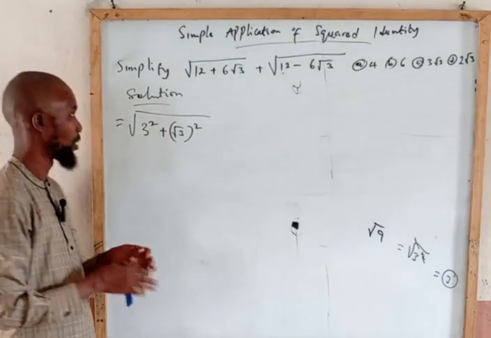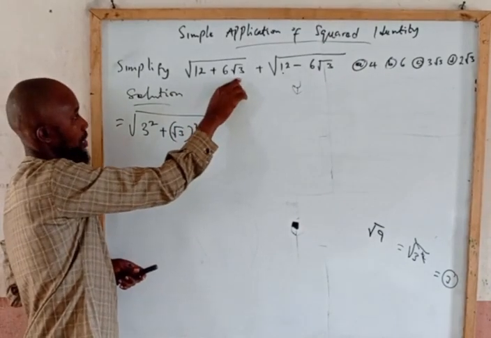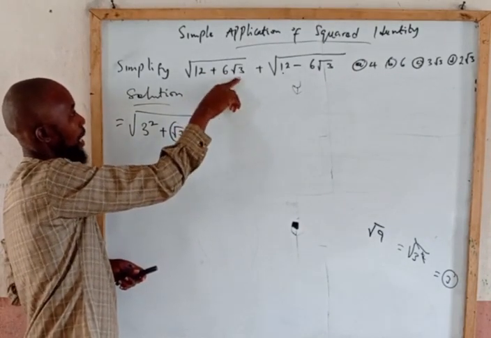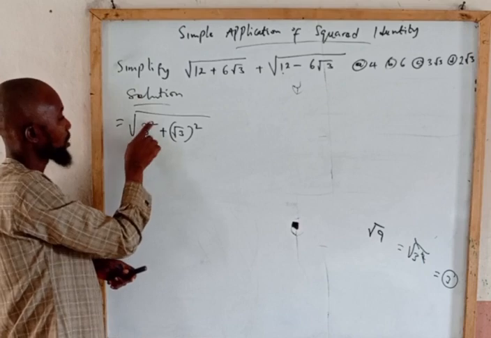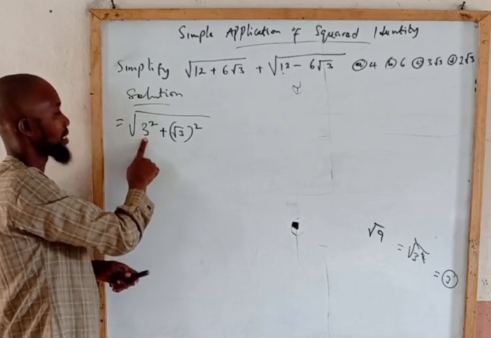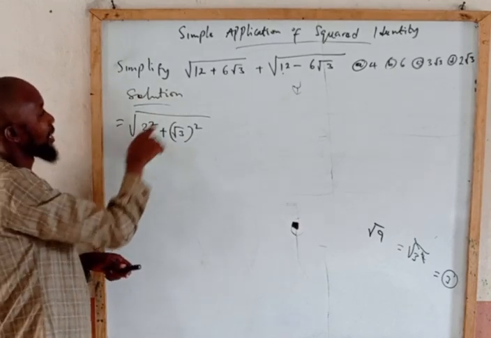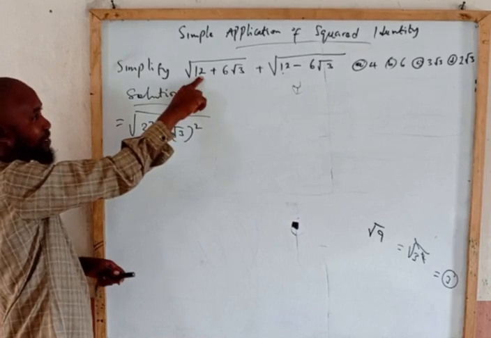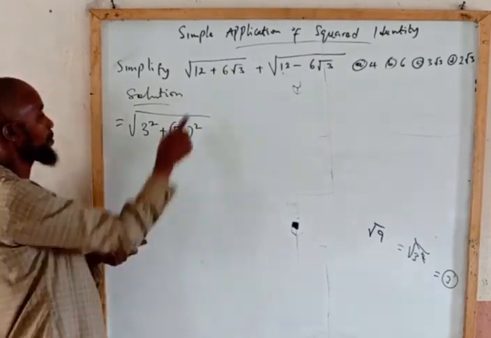What I need is a perfect square. I will pick this 3 here, so I will square it. What is the result of squaring 3? We know that is 9. What do I now add to this 9 to produce the 12 that I have here? That is 3.